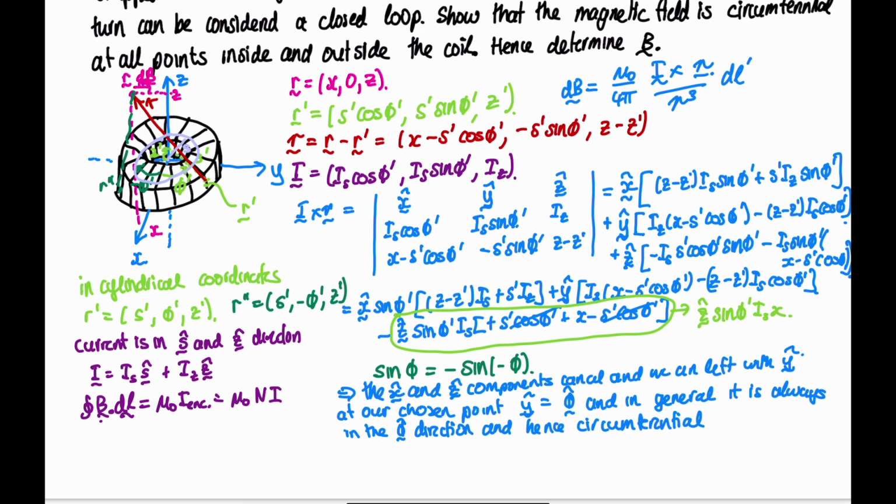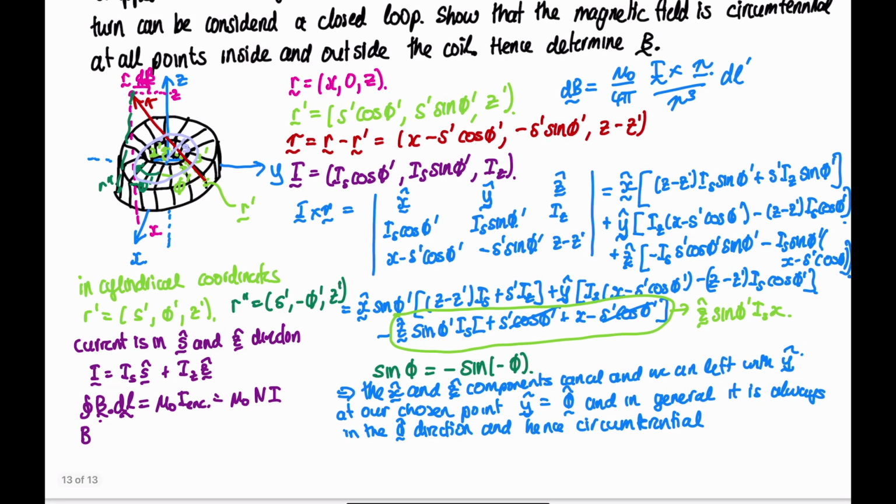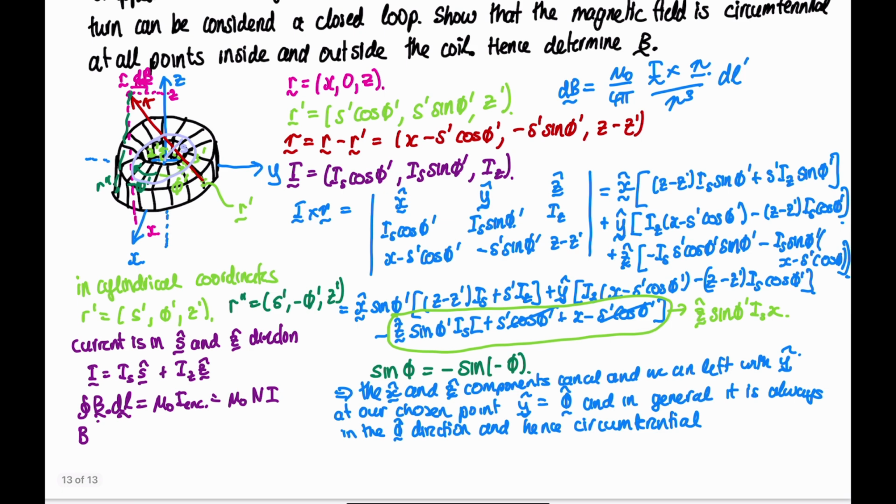And so B, if we assume B's constant around that circle, which should be centered in the middle of the torus, mine's drawn a bit squiffy, and then the integral of dl is just the circumference, so that'll be 2 pi r, and this is equal to mu naught nI. So that tells me that B is equal to mu naught nI divided by 2 pi r.